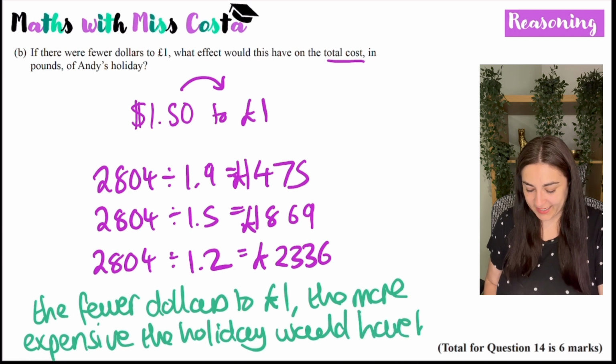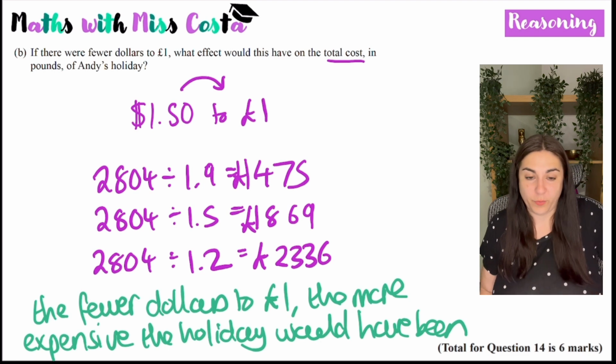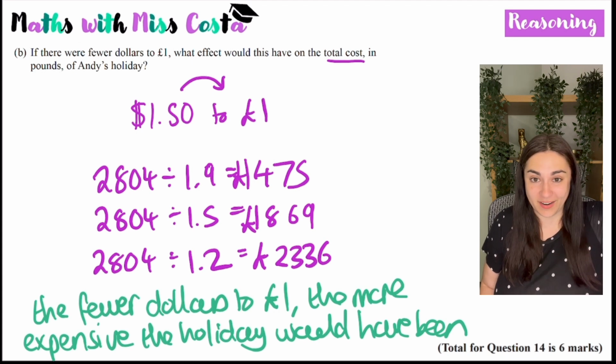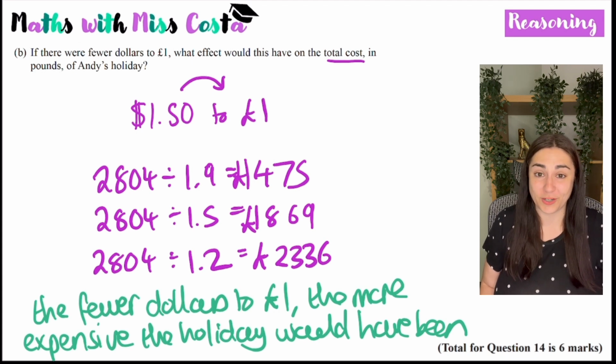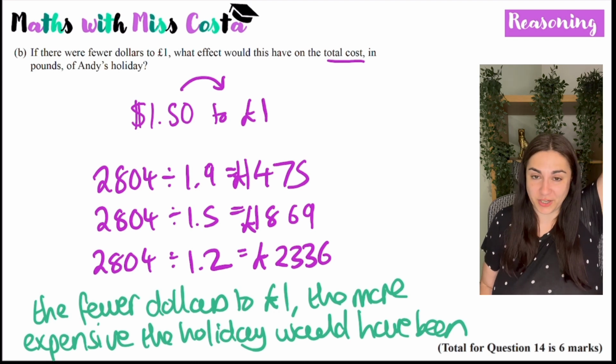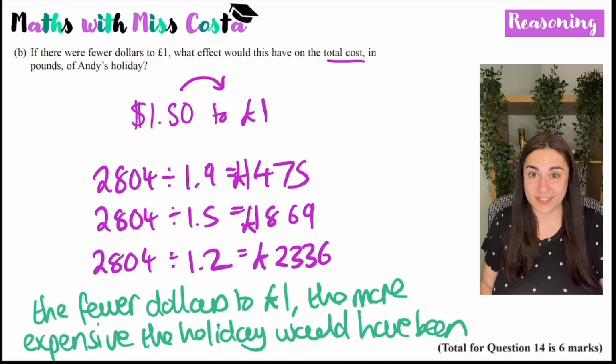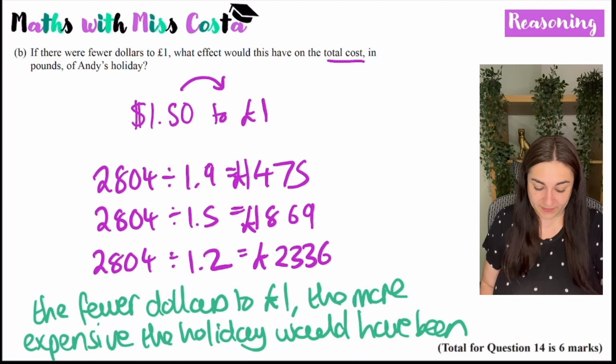Because essentially, if £1 is $1.90, you give a pound and you can get anything that's worth $1.90. But if £1 is worth $1.20, you get less for your money. So the higher the exchange rate, the better value for money it is for you. So yeah, if there were fewer dollars to a pound, then the total cost of his holiday would have increased.